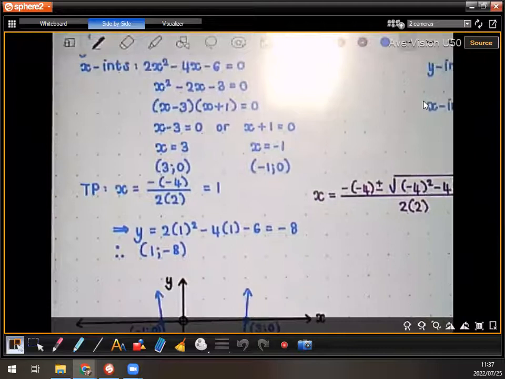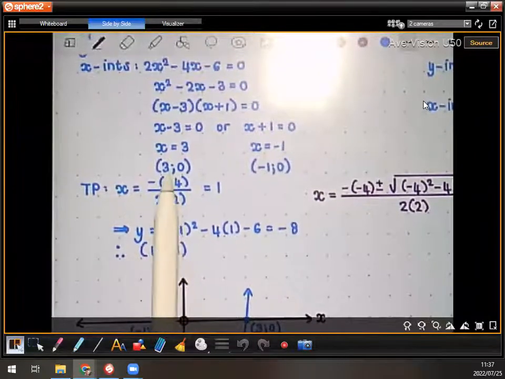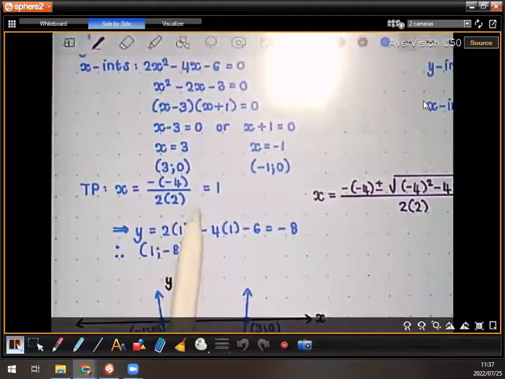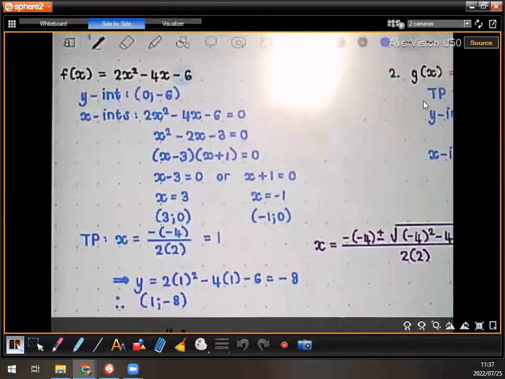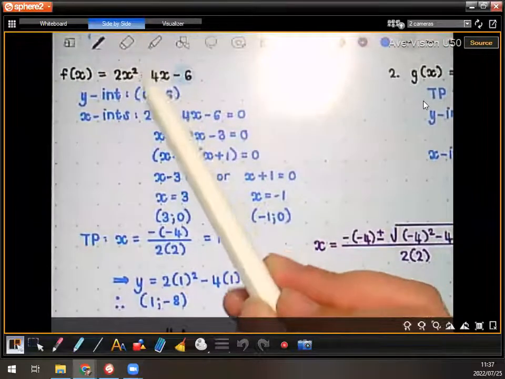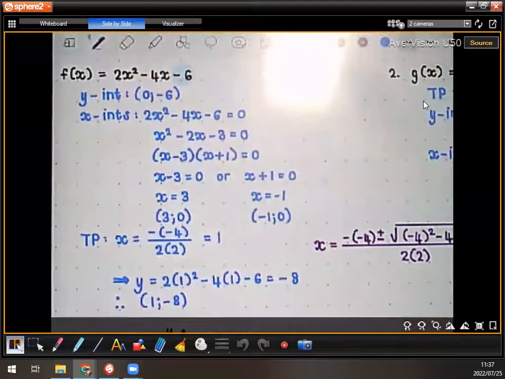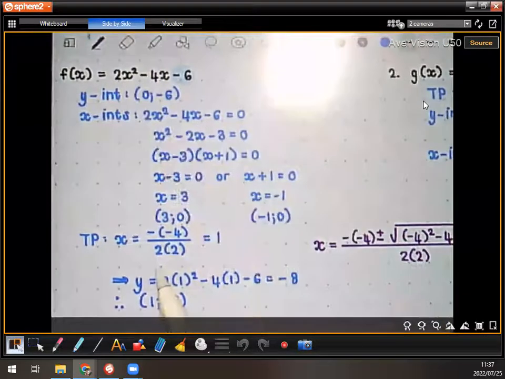For the turning point, we use that formula. Remember, -b over 2a. Right, we did that in class on Friday. So for the turning point, remember when your equation is given in standard form, you can't read the turning point off. You need to use a formula. So x is -b over 2a. So -b, which is -(-4) there, over 2a, which is 2.